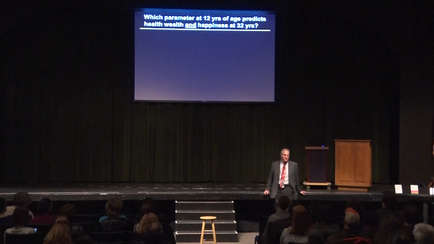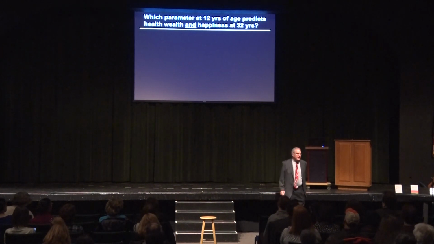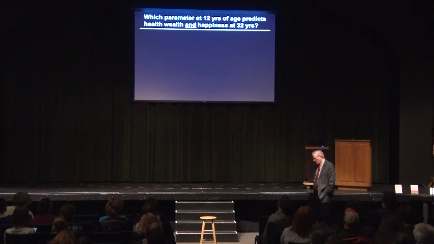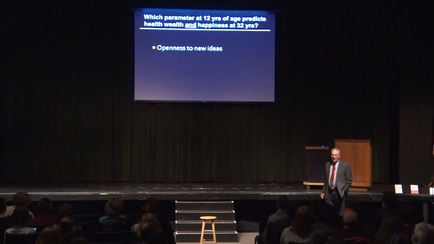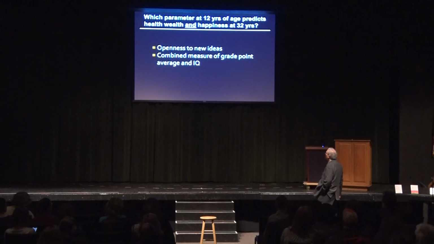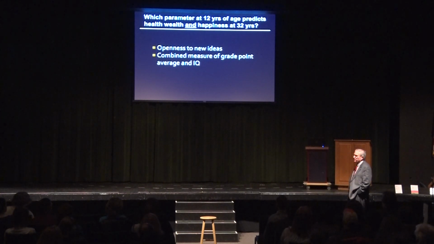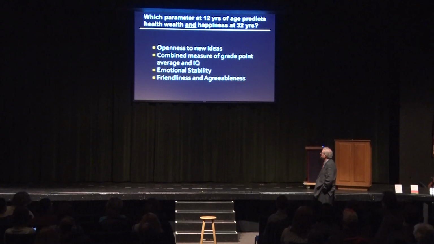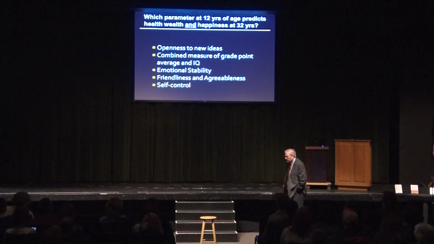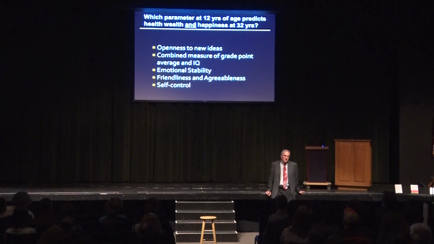When the children were 12 years of age, each child was interviewed so that the researchers could obtain for each child a quantitative measure of each child's openness to new ideas, work with the school to get a combined measure of grade point average and IQ, a quantitative measure of emotional stability, friendliness and agreeableness, and self-control at 12 years of age. And then each child was followed for 20 more years. These studies required tremendous investment of time and energy over many decades.